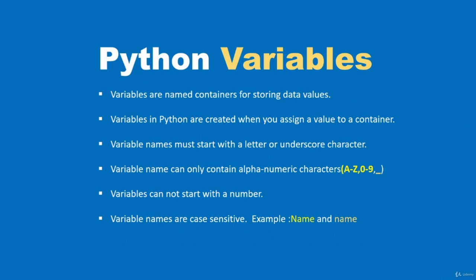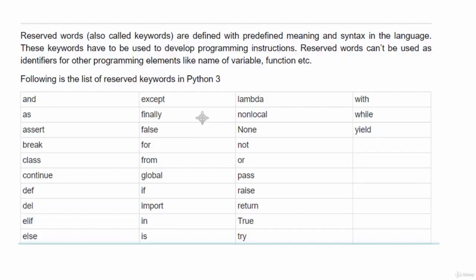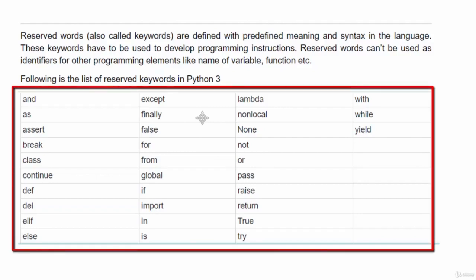Another important rule is that you cannot name your variables after Python keywords. There are certain keywords that are reserved for the Python programming language, which you cannot use as variable names. On the screen here, I've got a list of some reserved words in Python. They are called keywords. So these are keywords that the programming language actually uses. So when you create a variable, you cannot use any of these words listed in this table.